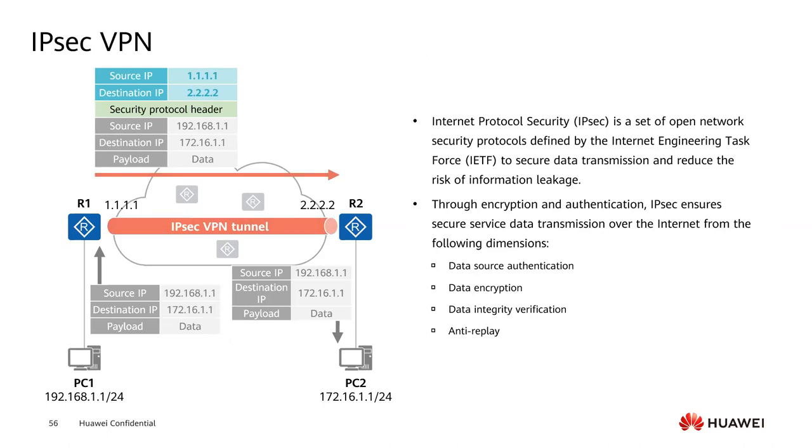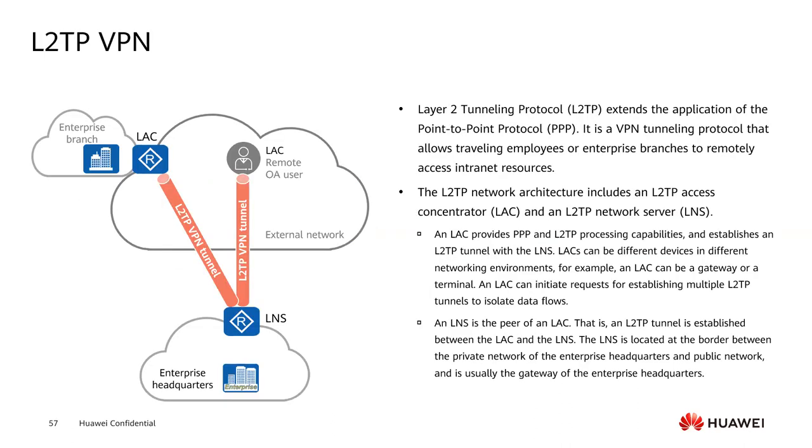The next one is the IPsec VPN. As we just mentioned, in the layer 2 network we have MACsec technology, and in layer 3 we have IPsec VPN. IPsec VPN is dedicated to IPv4 because of its poor security. It is a set of open network security protocols defined by the IETF. It can support data source authentication, data encryption, data integrity verification, and also anti-replay. This is the function of IPsec, and we will introduce the details of IPsec in the next part.